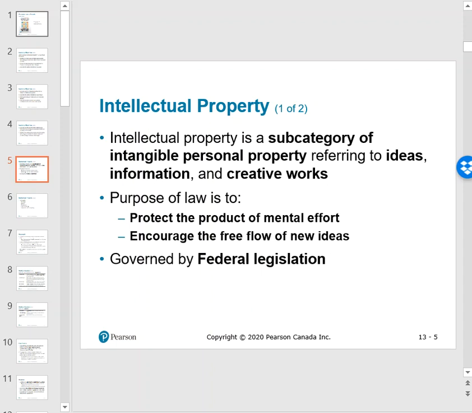In Canada, and I would say in most other countries, but specifically in Canada, all types of intellectual property are governed by federal legislation. So there are no provincial laws related to intellectual property.